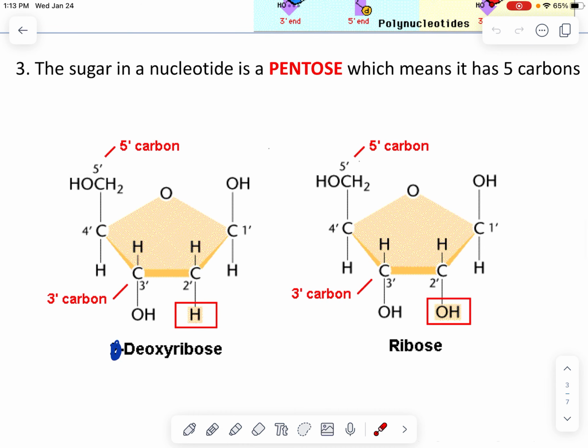The sugar that's in these, we already did this when we did our carbohydrate unit, but the sugar is a pentose, which means it has 5 carbons. So you can see here we have deoxyribose, and here's carbon 1, 2, 3, 4, 5. There's your 5 carbons in deoxyribose, and 1, 2, 3, 4, 5 carbons in ribose. Again, remember I told you, you don't need to know the difference structurally between the two. It's just in this red box. But they're both 5 carbon sugars. This one's in DNA. This one's in RNA.